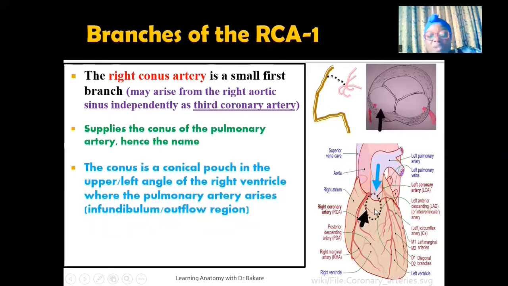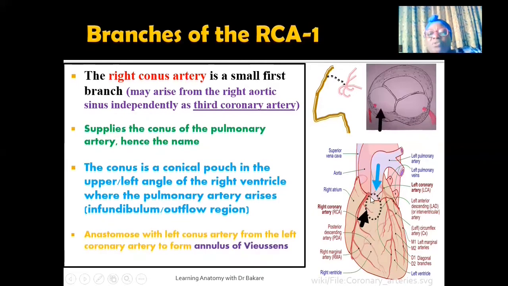The right conus artery supplies the conus of the pulmonary trunk, and this conus is a conical pouch seen in the left upper part of the right ventricle. This is the right ventricle here. The left upper part of the right ventricle is called the infundibulum. This we established in a lecture on the right ventricle; if you also want to check that lecture, please kindly do so. This infundibulum is the outflow region of the right ventricle, and it is through this region that deoxygenated blood is directed into the pulmonary artery, which then feeds the lungs where it will be oxygenated. This region is referred to as the infundibulum, and this is where we have the conus of the pulmonary trunk.